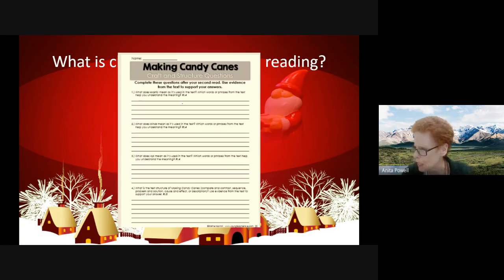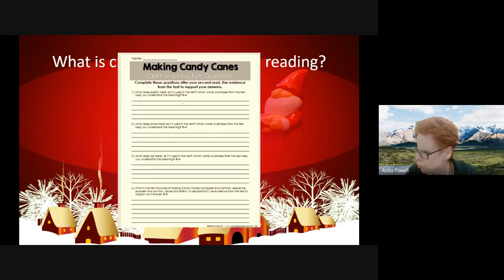What does lop mean as it's used in the text? Let's go back, in fact, right there at the end of the fourth paragraph. The thin candy rope travels over two belts. These belts twist the rope to turn the red and white stripes into a swirl. Last, mechanical knives lop off portions of the rope. So knives lop off, or cut off, portions of the rope.